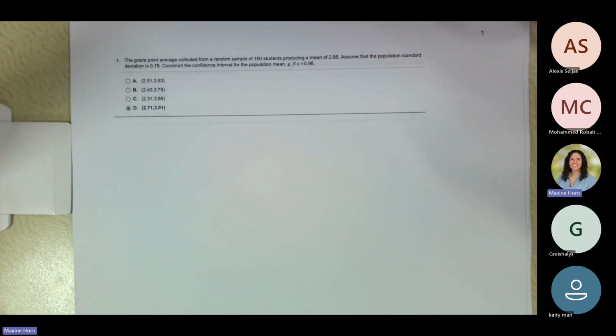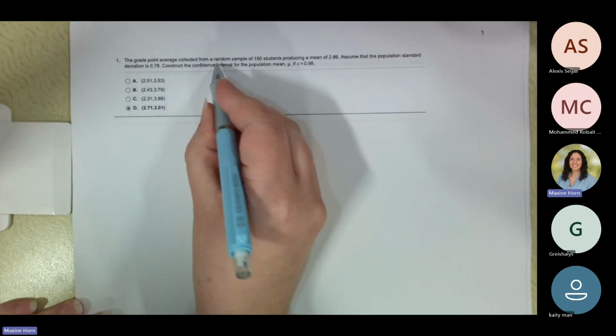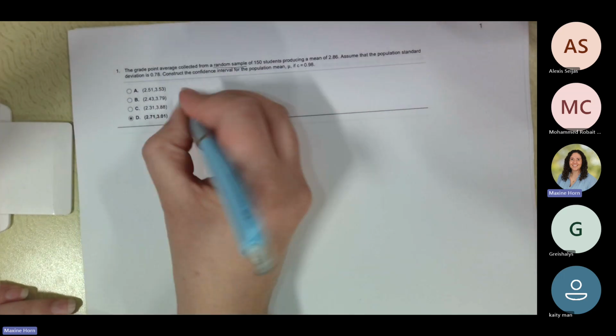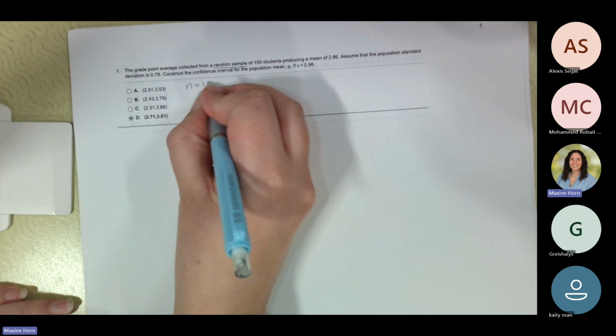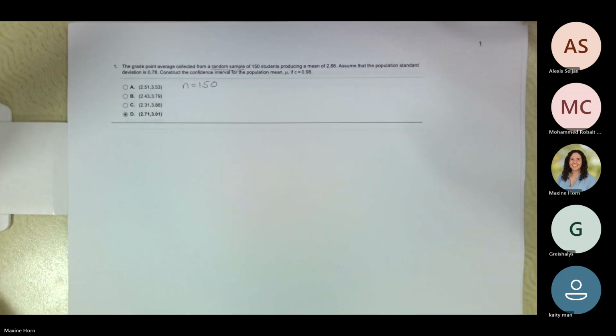So a grade point average collected from a random sample. Okay, so first of all, that's great. It's a random sample because that's a requirement, right? Of 150 students right off the bat, N is 150. I'm going to start labeling stuff, right?